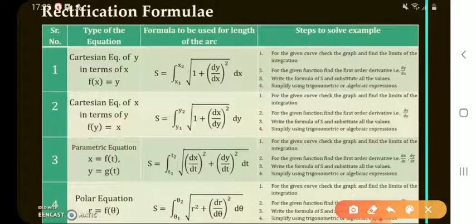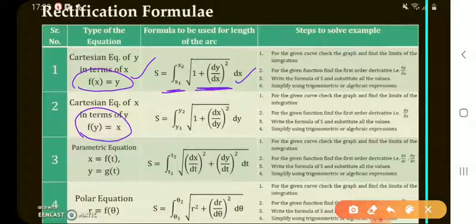If the function is y equals f of x, we use s equals integral x1 to x2 root of 1 plus dy by dx whole square dx. If the function is in the form x equals f of y, we use s equals integral y1 to y2 root of 1 plus dx by dy whole square dy.